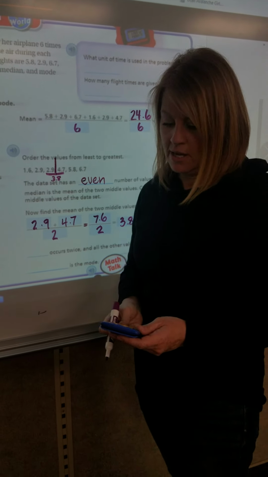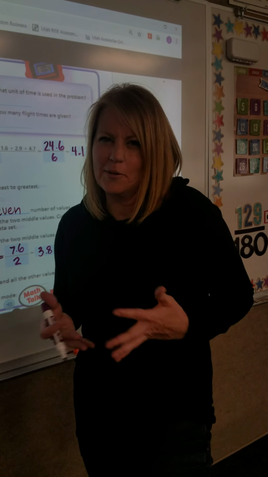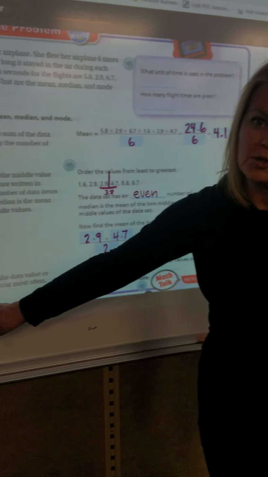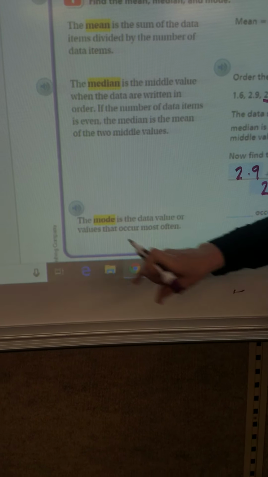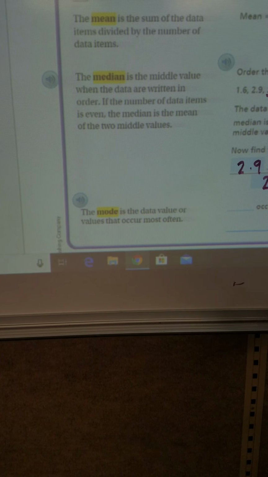Okay? I like the median, but I usually like the median when there's only an odd number of data values. It makes it a lot easier. Okay, and then finally, boys and girls, the mode is the data value or values that occur the most often.